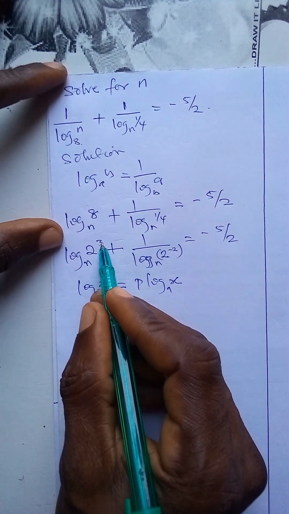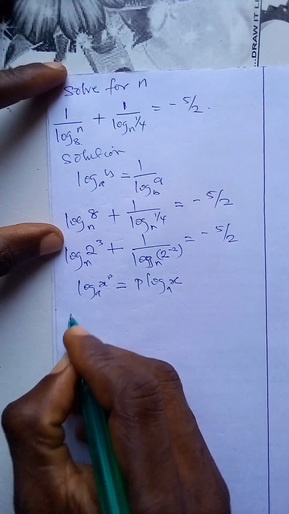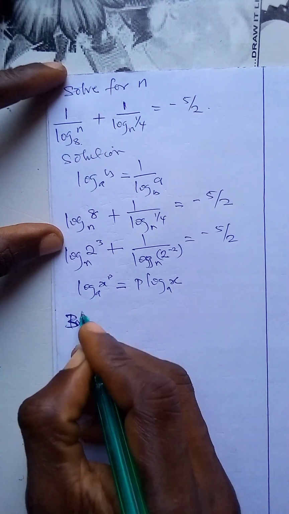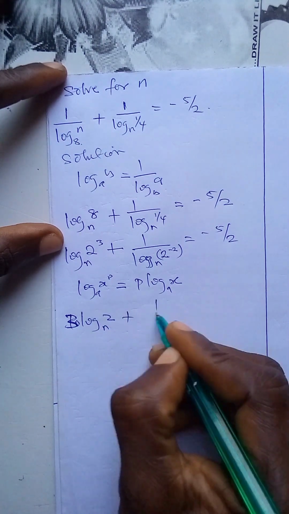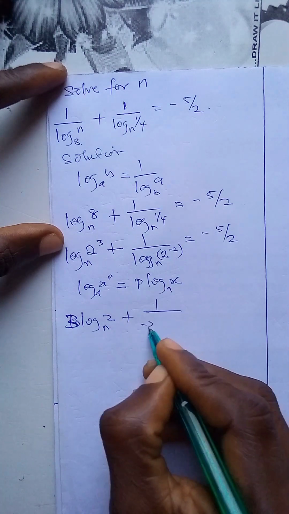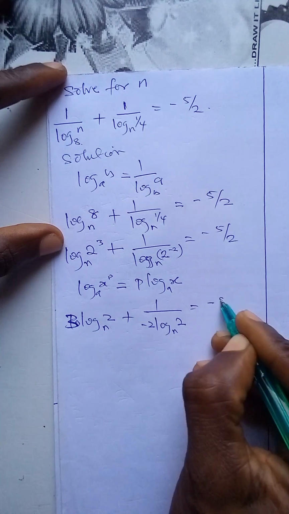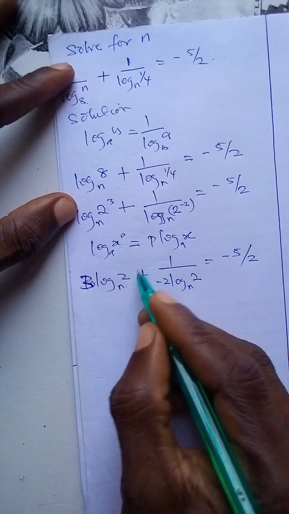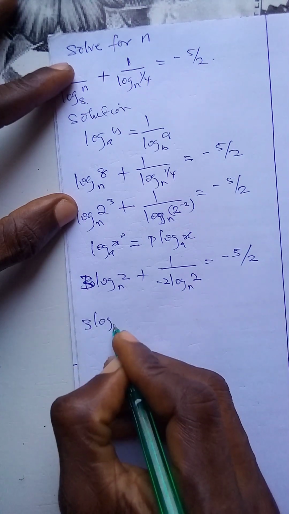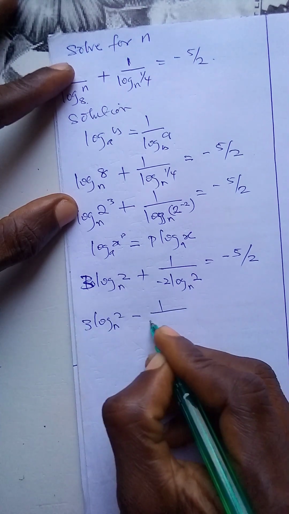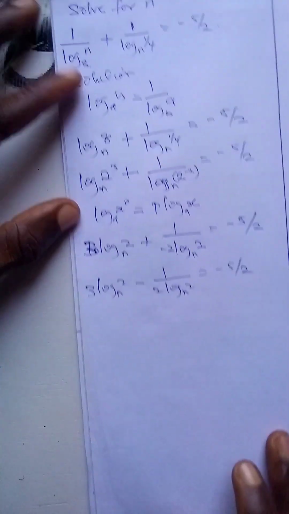So this number here, 3, will come down, and this number here, minus 2, will also come down. That becomes 3 log to base n of 2 plus 1 over minus 2 log to base n of 2 is equal to minus 5 over 2. Now, this plus will multiply this minus to give minus. So 3 log to base n of 2 minus 1 over 2 log to base n of 2 is equal to minus 5 over 2.